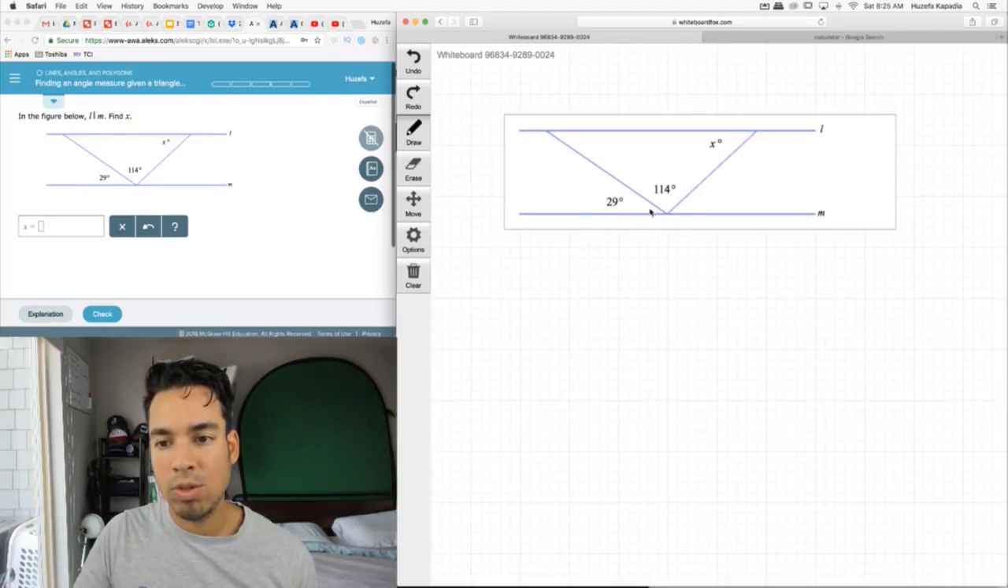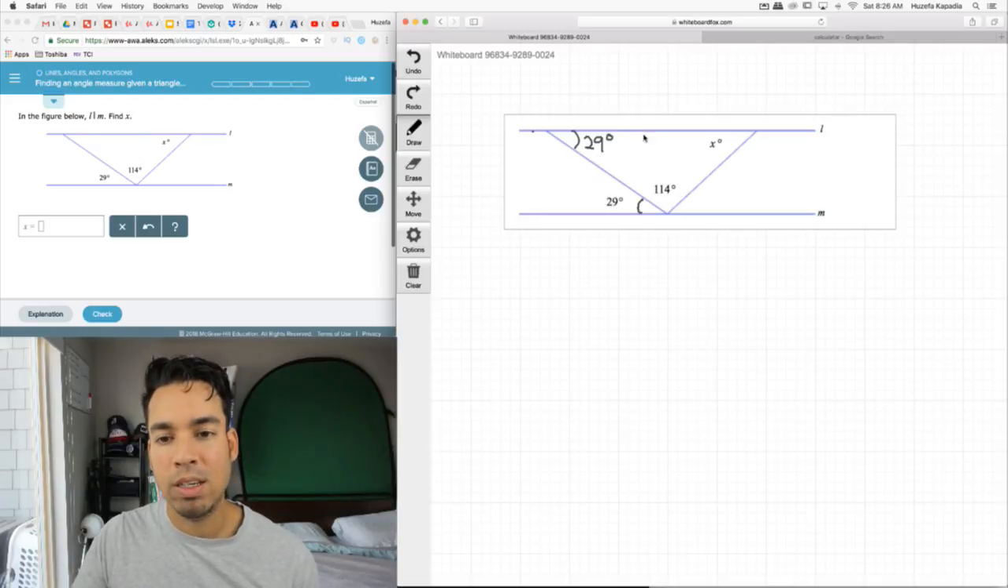Now with parallel lines, we got some interesting things happening here. So first of all, we've got this 29 degrees, and the 29 is very important because if these are parallel, what's happening is this angle and this angle are equal. These are called alternate interior angles because this is what's called a transversal. So we know that with parallel lines, alternate interior angles are equal. Therefore, this angle right here is 29 degrees.